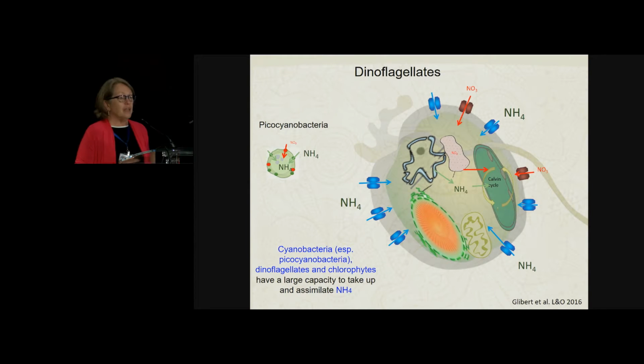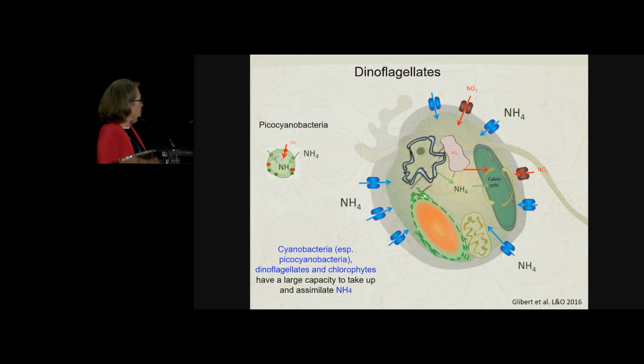So what about pico-cyanobacteria or dinoflagellates? Pico-cyanobacteria generally don't have the problem of toxic ammonium buildup in the cell because they're so small, and there's just not enough buildup of ammonium for toxic concentrations.